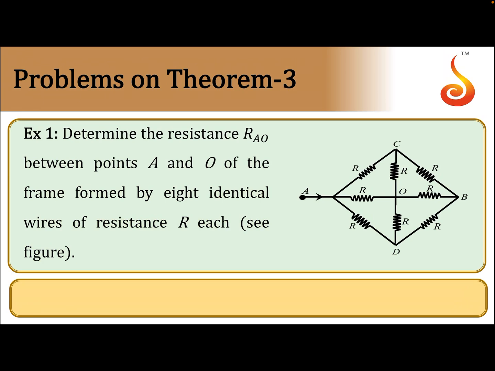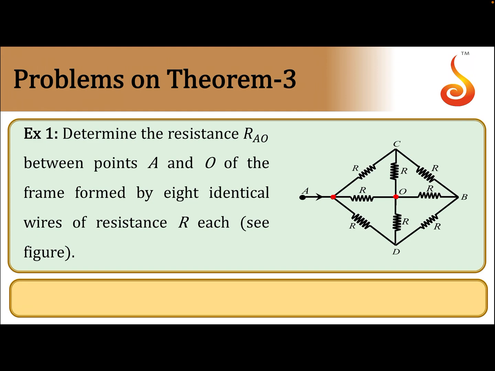So let us consider an example on theorem 3. Determine the resistance AO between points A and O of the frame formed by 8 identical wires of resistance R each. So here we need to find resistance between A and O, not between A and B, it is between A and O.